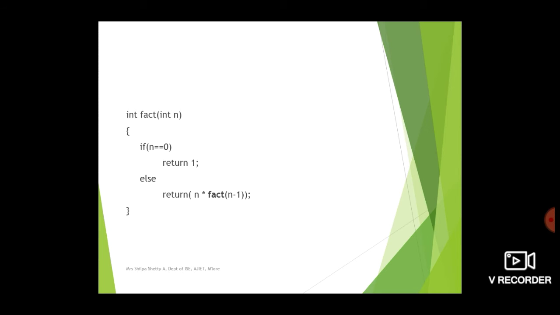So each time the function is called, the answer that is calculated is returned to its caller. For example, factorial of 3 will be called by factorial of 4 because factorial of 4 is 4 into factorial of 3. So the final answer from factorial of 3 will be returned to factorial of 4. So that is how the process works.